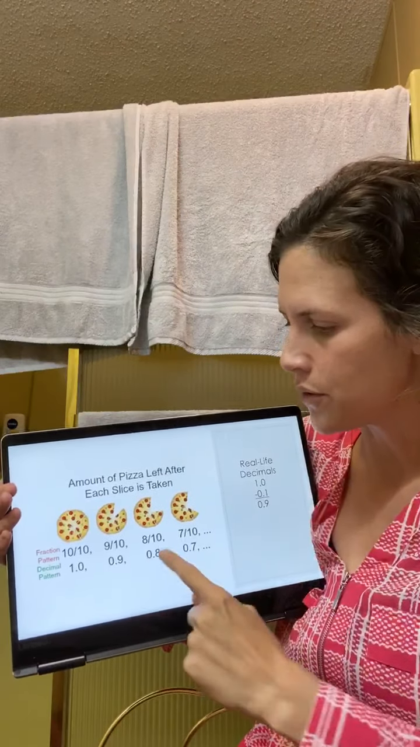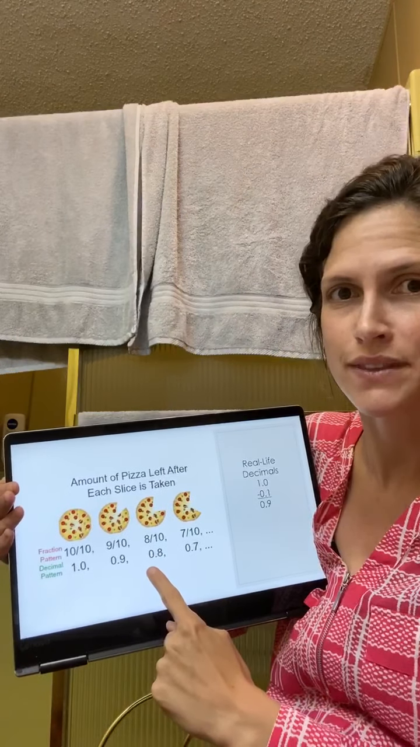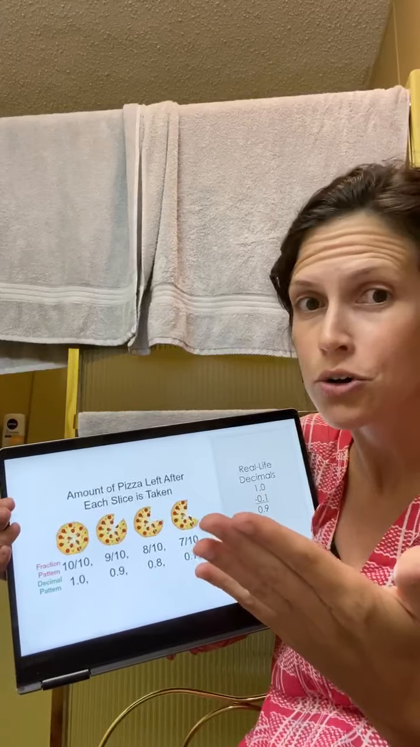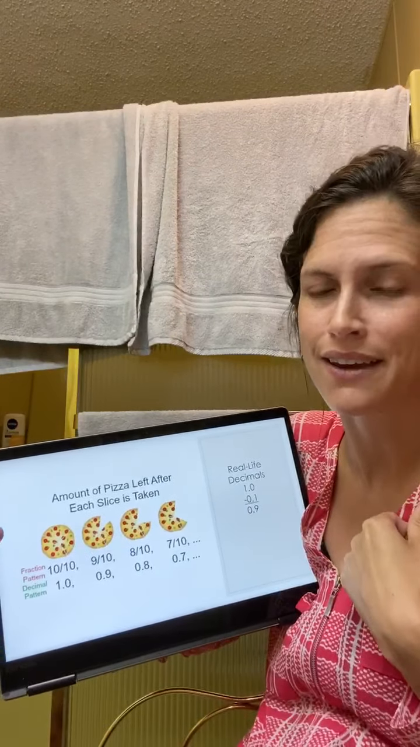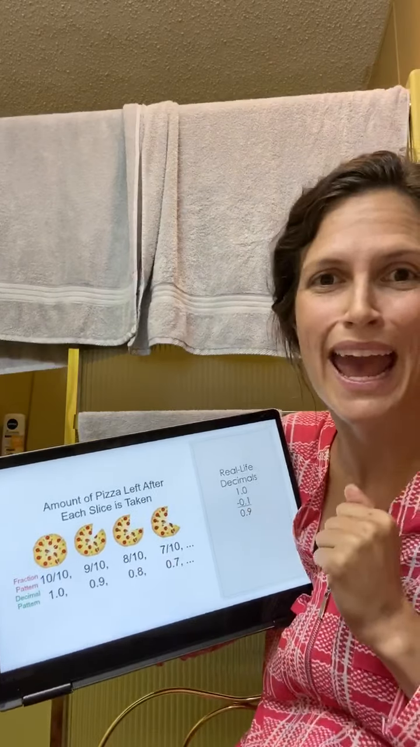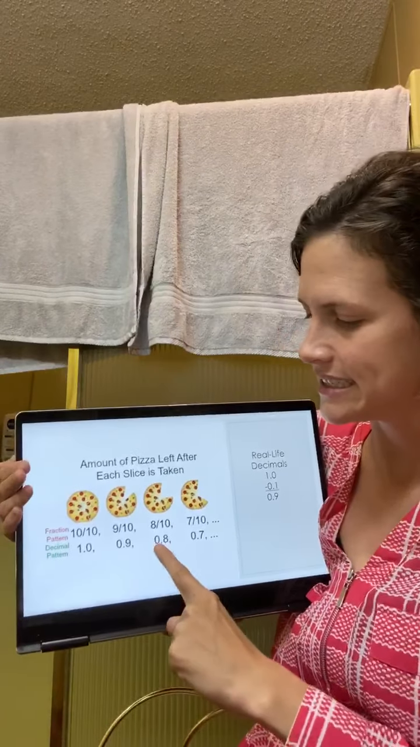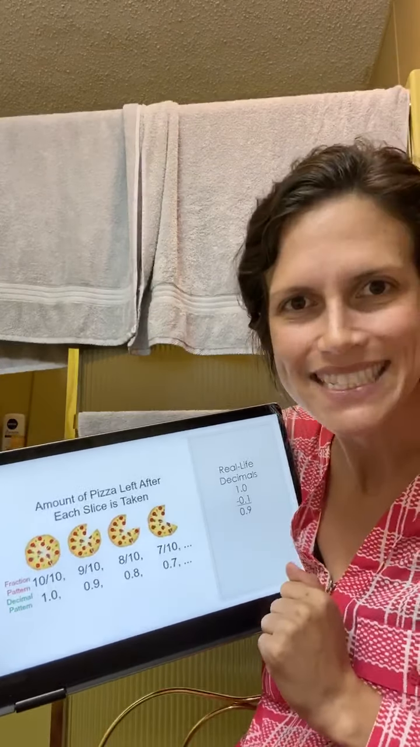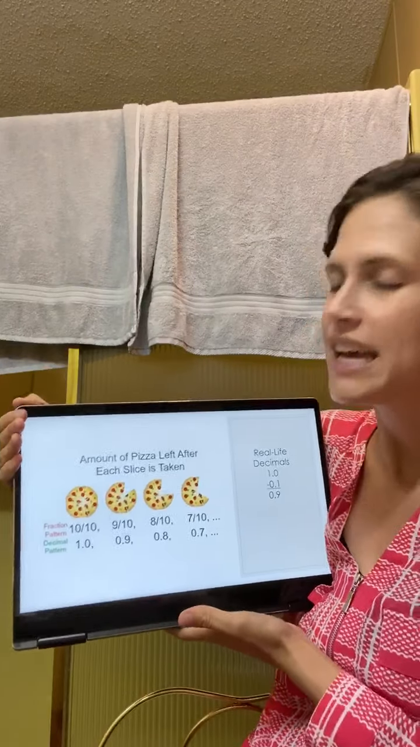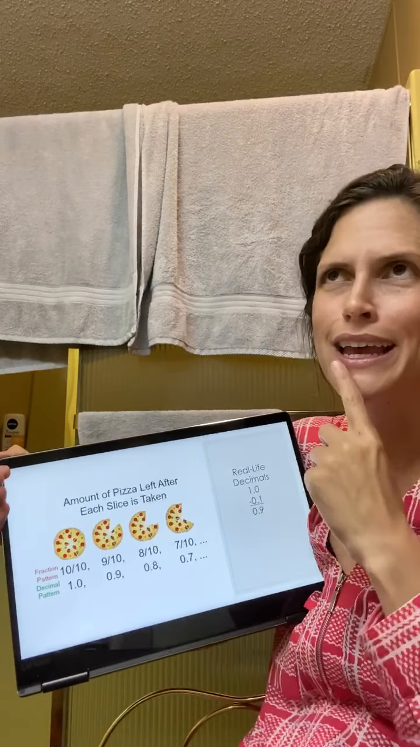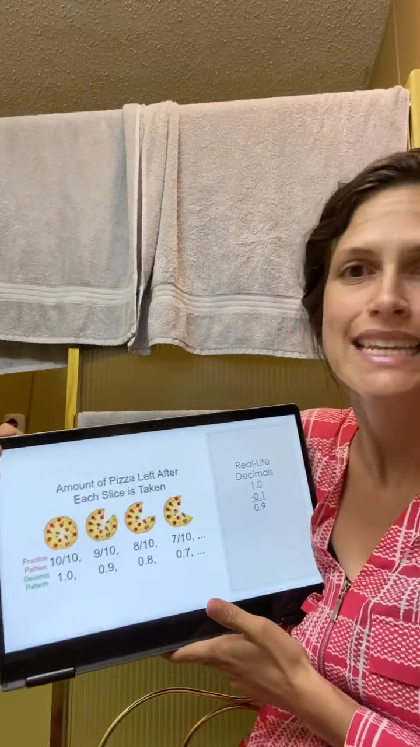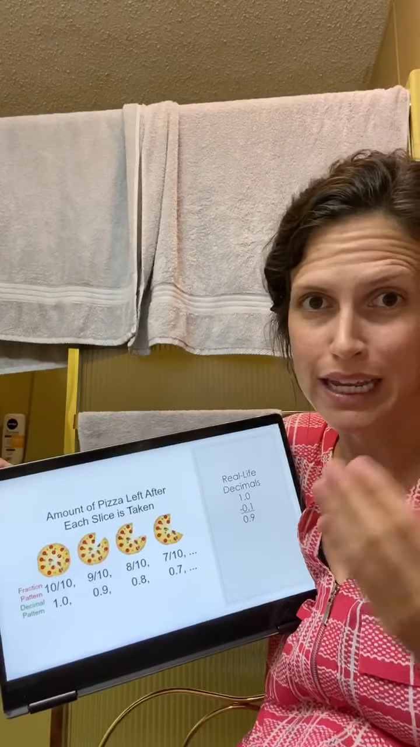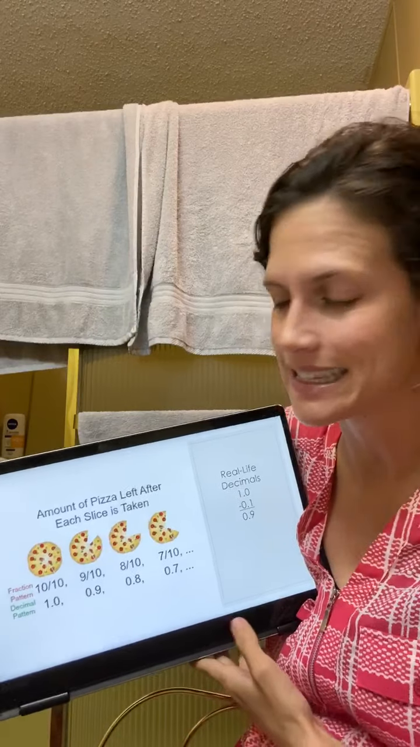So we know that there is nothing to the left of the decimal point because we don't have a whole pizza left. But how many tenths do we have left? Right, we have 8 tenths, 0.8 or 8 tenths. Very good. So let's look at one more. Okay, let's say Susie eats one more piece of pizza. Now, 10 minus 3, we've got 7 pieces left.